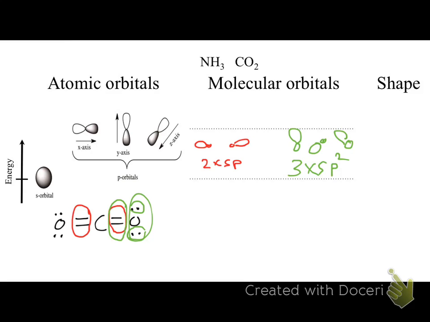Okay, so if I asked you, and this is where the question is going to get kind of tricky, what orbitals made that bond, our now blue bond? From our carbon, we had an sp orbital. From our oxygen, we had an sp2. Well, that was pretty straightforward.